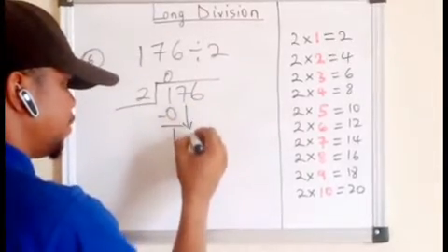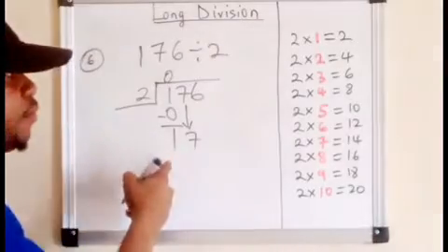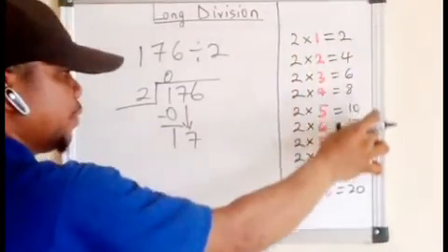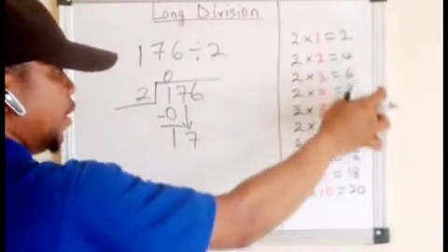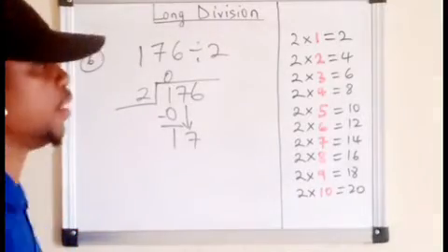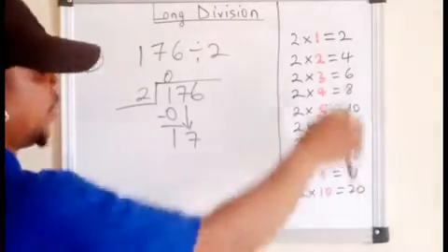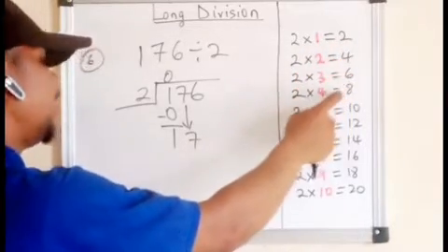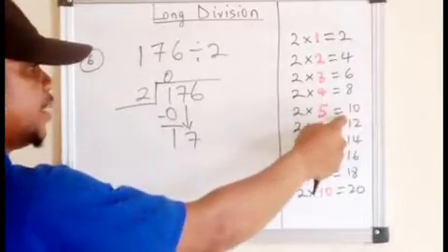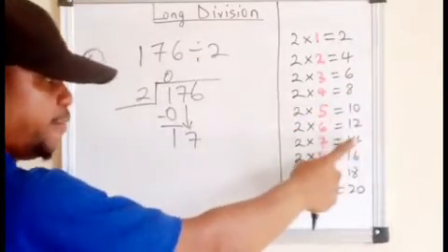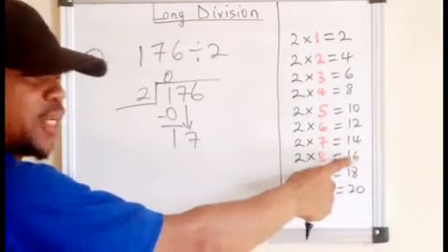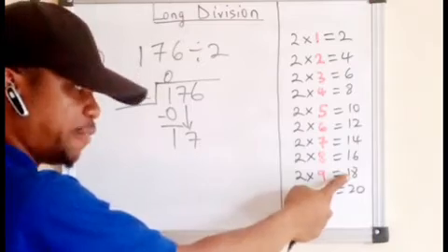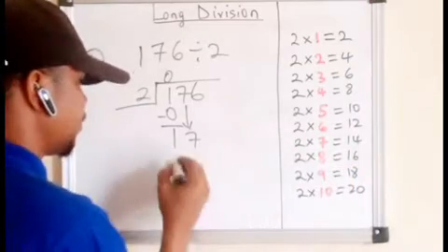We bring down 7. We now have 17. So we are dividing 17 now. Look for 17 in our multiplication table. No 17 anywhere there. So we have to look for the one to pick. 6 is smaller than 17, 8 is smaller than 17, 10, 12, 14, 16 are smaller than 17, 18 is bigger than 17. So we stop. We have to go back one step and pick 16.